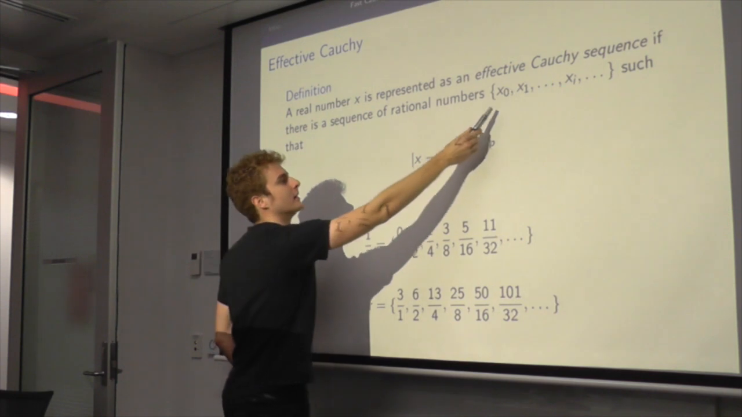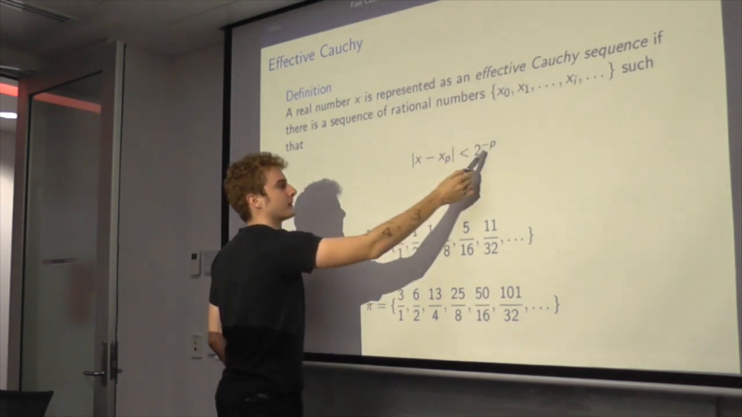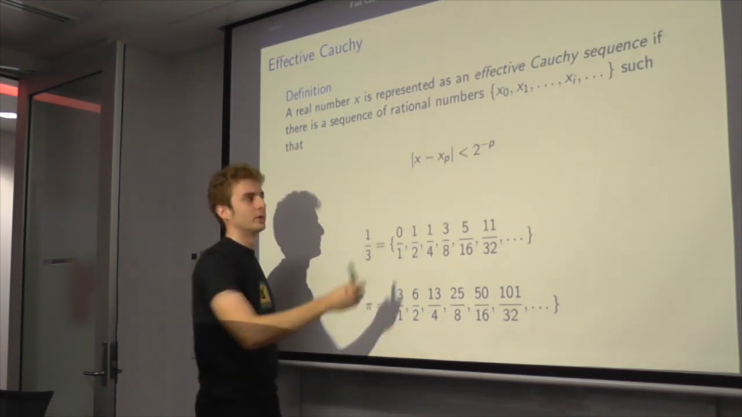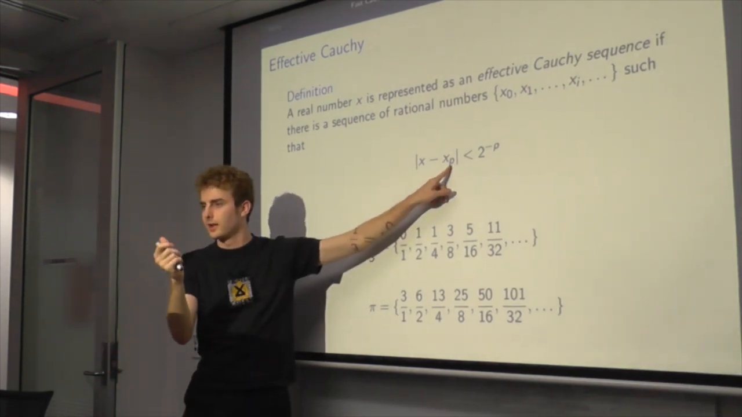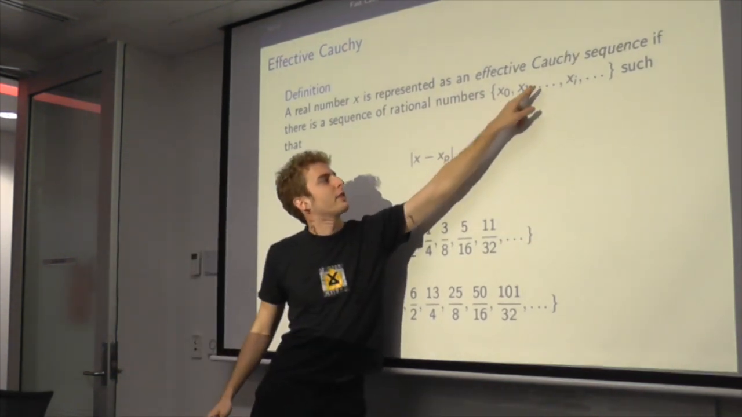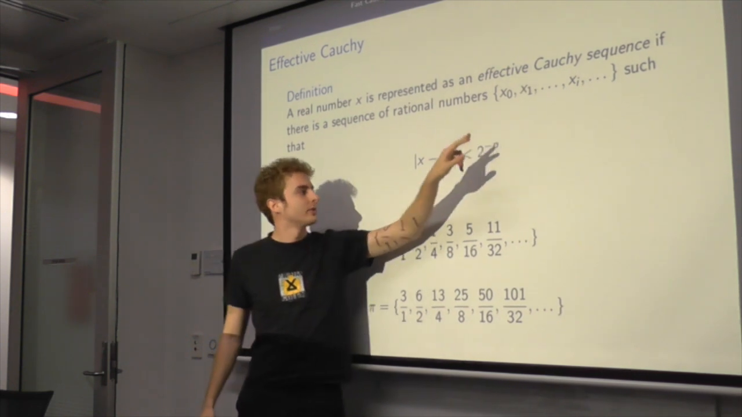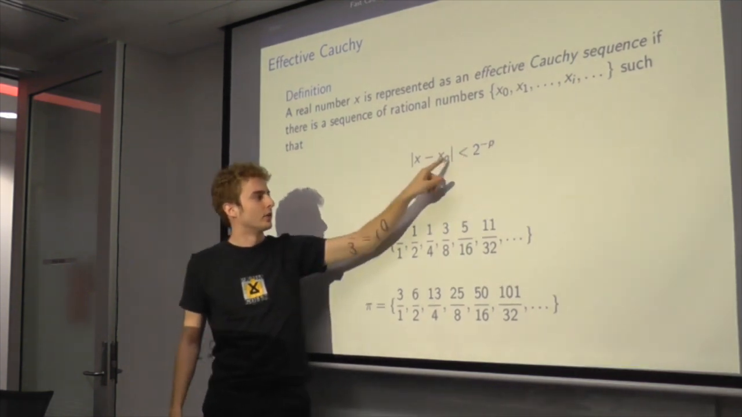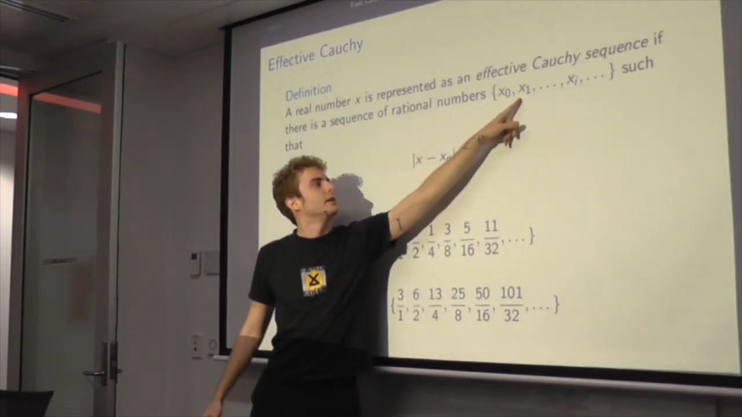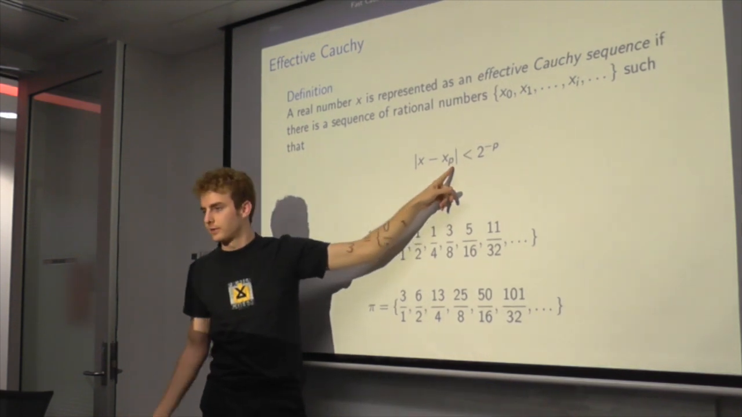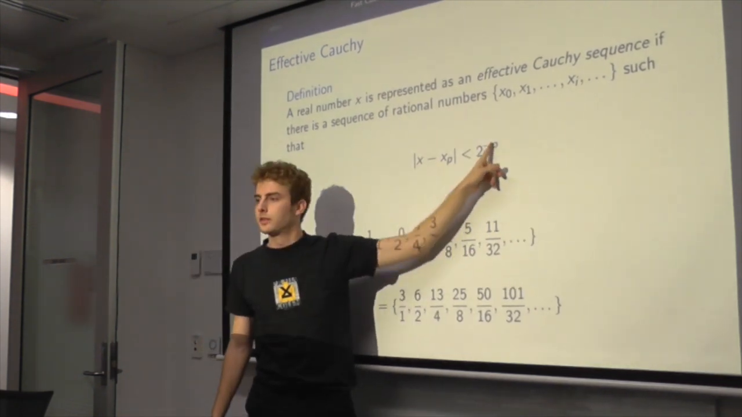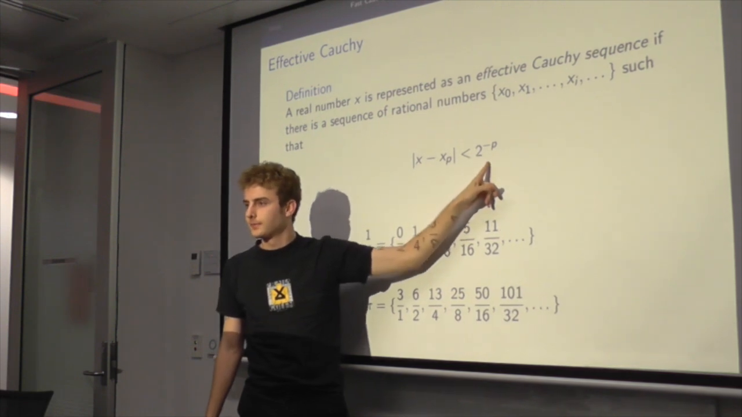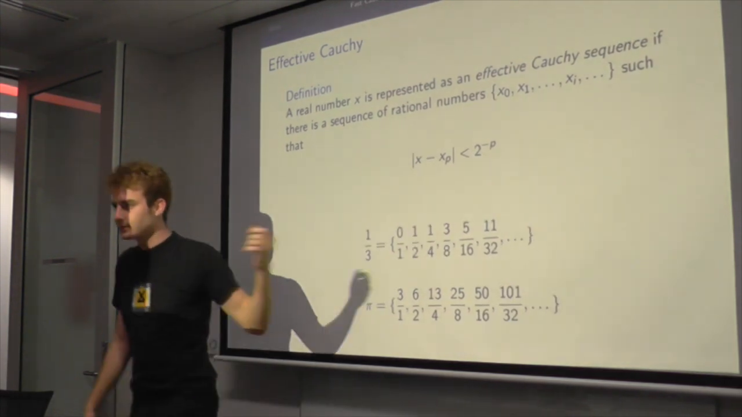If we take the zeroth term in our sequence, then it's closer than 2 to the 0, which is 1. So our first element of the sequence is within 1 of our true value. We take the first element of our sequence, it's 2 to the negative 1. So our second element is within 1/2 of the correct value. As we go further and further along, we're getting closer and closer to the real thing by a factor of 2 each time. Make sense?